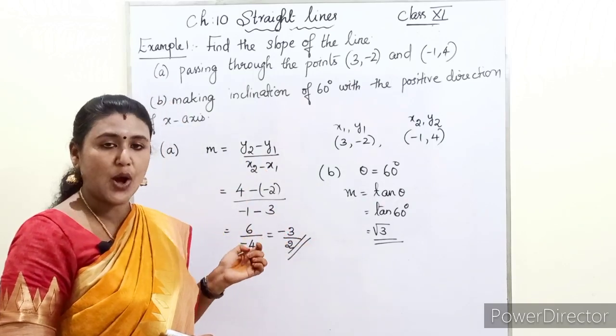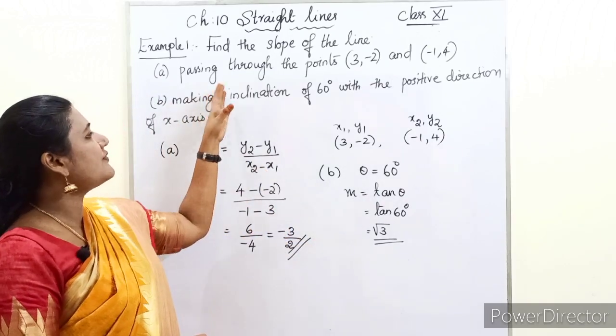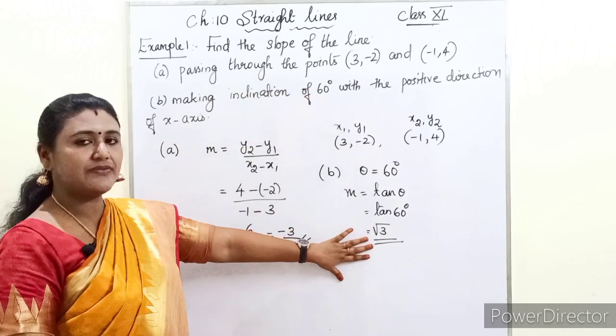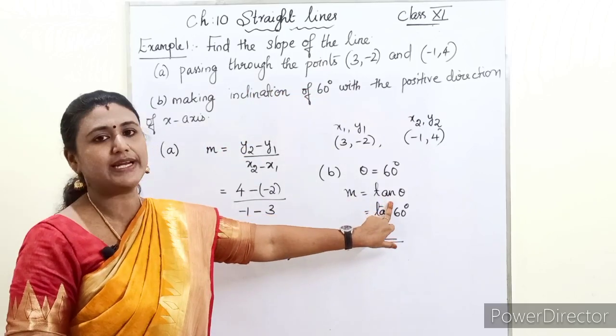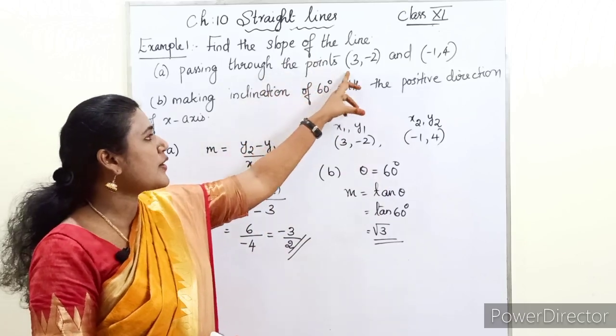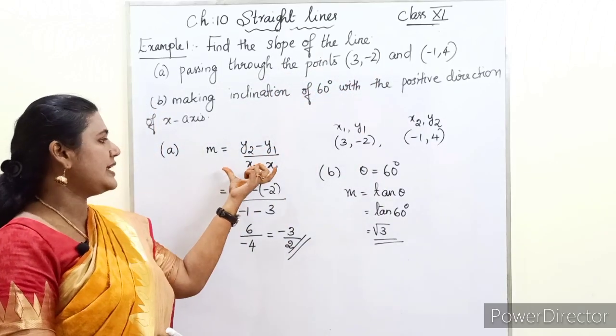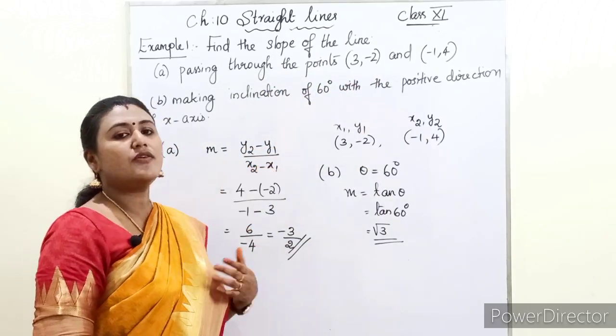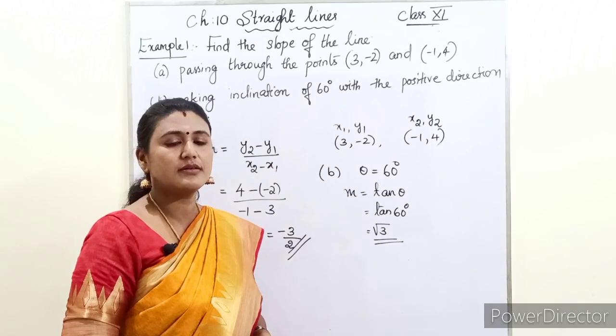So this is how we have to find the slope. If the angle of inclination theta is given, then we have to use the m equal to tan theta formula. If the coordinates of the points are given, then we have to use this formula. Now we will see another example.